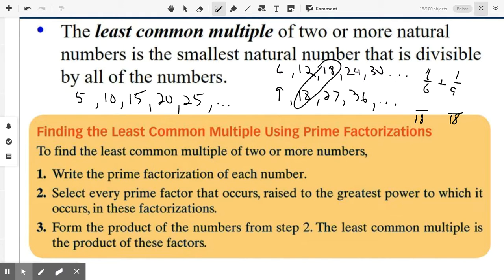All right, here are the steps. Write the prime factorization, write it out just like we did before, and form the product of the numbers from step 2. The least common multiple is the product of these factors. All right, so it says select every prime factor that occurs, raised to the greatest power, so that's important to remember right there. And the other is we have to select every factor that shows up. So here's what that means.